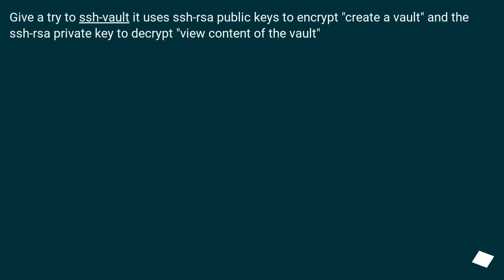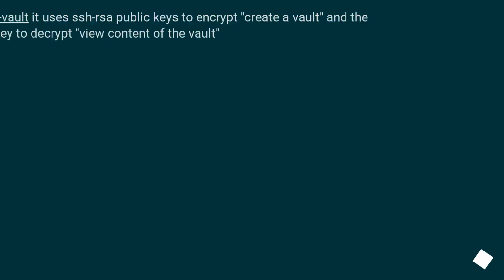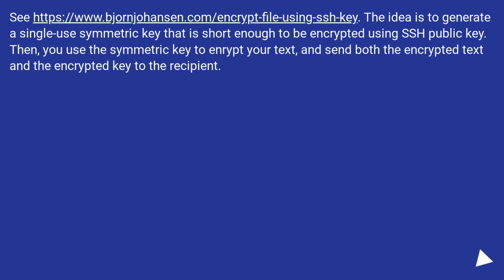Give a try to SSH Vault. It uses ssh-rsa public keys to encrypt. Create a vault, and use the ssh-rsa private key to decrypt and view the content of the vault. See this URL. The idea is to generate a single symmetric key that is short enough to be encrypted using an SSH public key. Then, you use the symmetric key to encrypt your text, and send both the encrypted text and the encrypted key to the recipient.